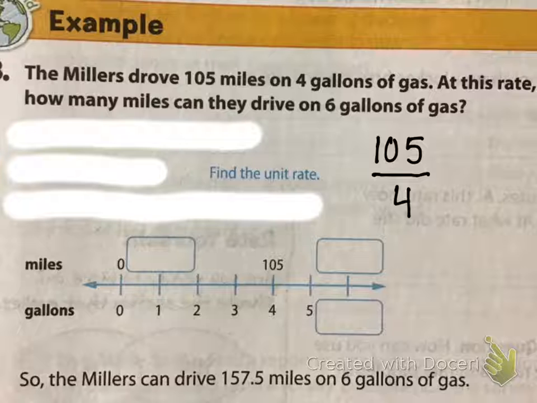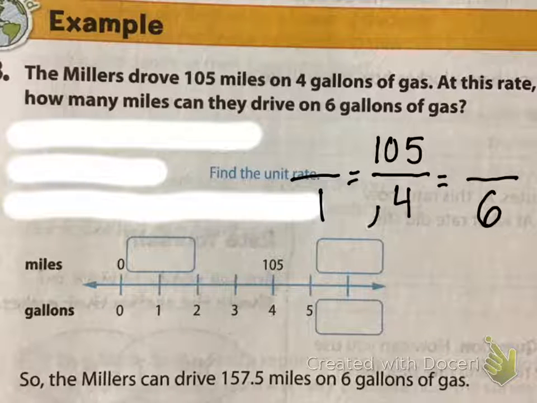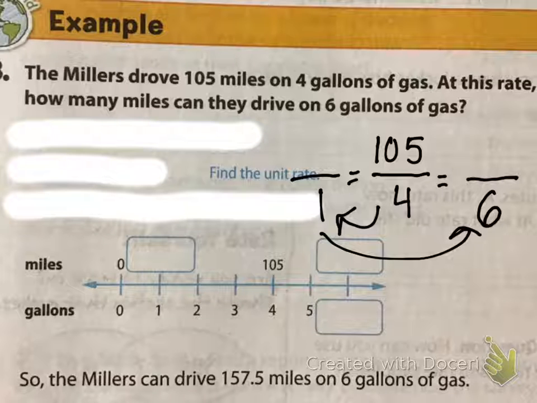104. Perfect. We can put either one on top, either one on the bottom, as long as we match it in the end. And what are we trying to find? We're trying to get to 6 gallons. Can we multiply from 4 to 6? No, we can't do that. So what we're going to do is go back, find our unit rate, and then hop forwards. We're going to do scaling. So I want you to try that.